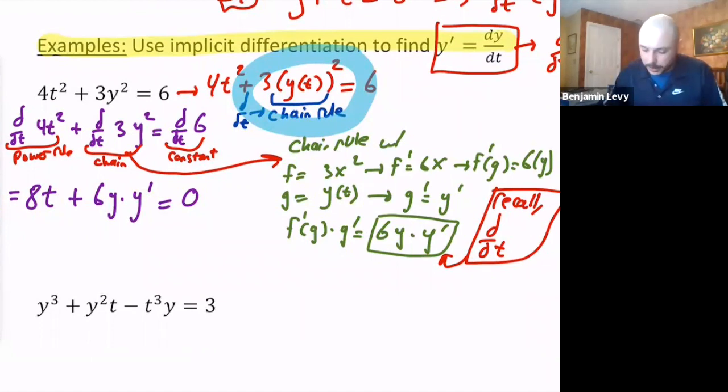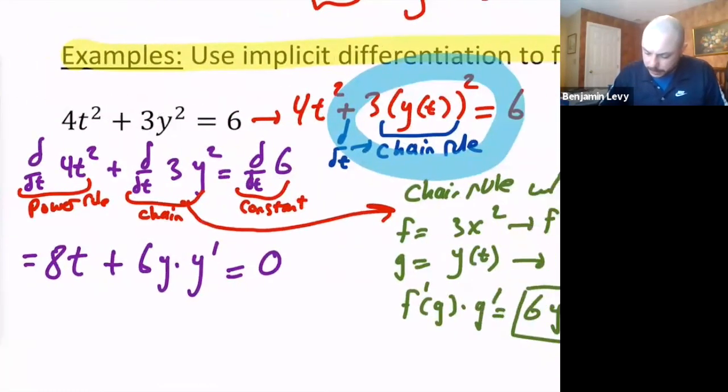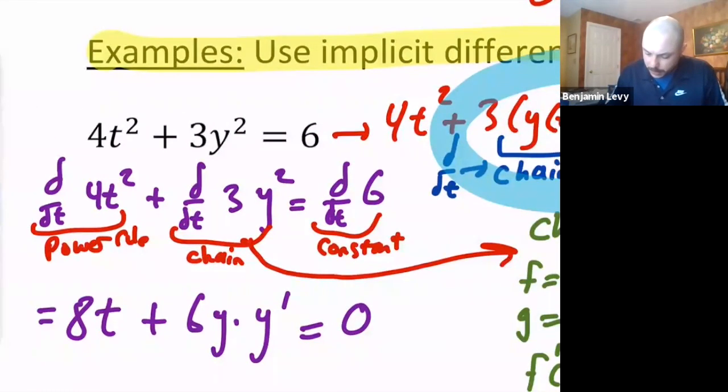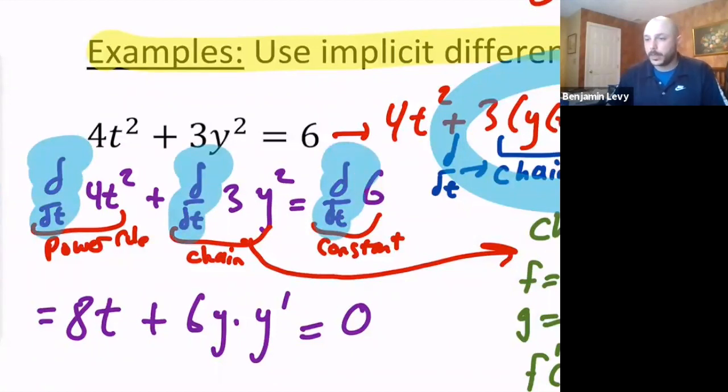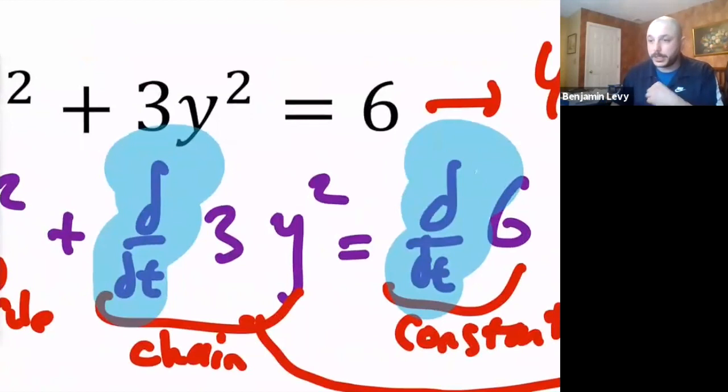The key thing, looking at the original expression, is that we're doing d over dt on all these things. So d over dt of 4t squared is just a power rule, because the variable's t and there's a t squared. How do you differentiate a t squared with respect to t? That's just a power rule. But this middle term, when you do d over dt of y, that's a different thing.